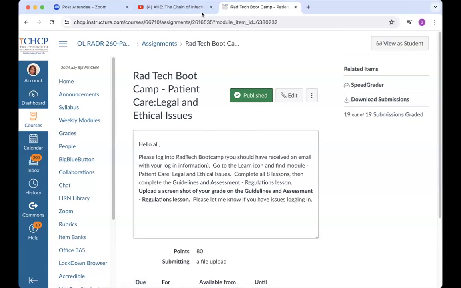Okay, I was just wondering because I made a 68 on mine, but that's not the grade that I got on my final grade. Which one are you talking about? Are you talking about the one from last week? Yes. Okay, I'll take a look at it.